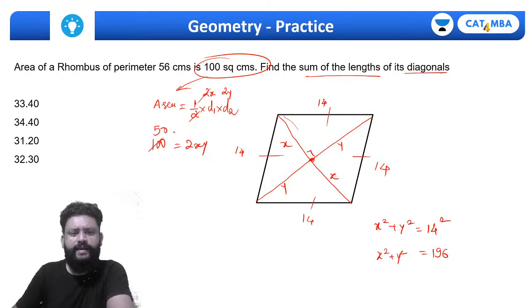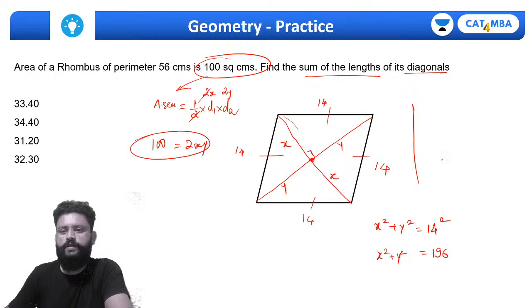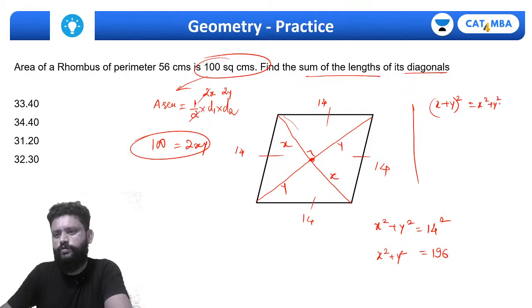Not 50. 2xy is 100. Let it be, let's not calculate. Let's keep it this way, because we can use one thing now. (x plus y) whole square must be x square plus y square plus 2xy. That's the identity you can use to get the value of (x plus y) whole square.